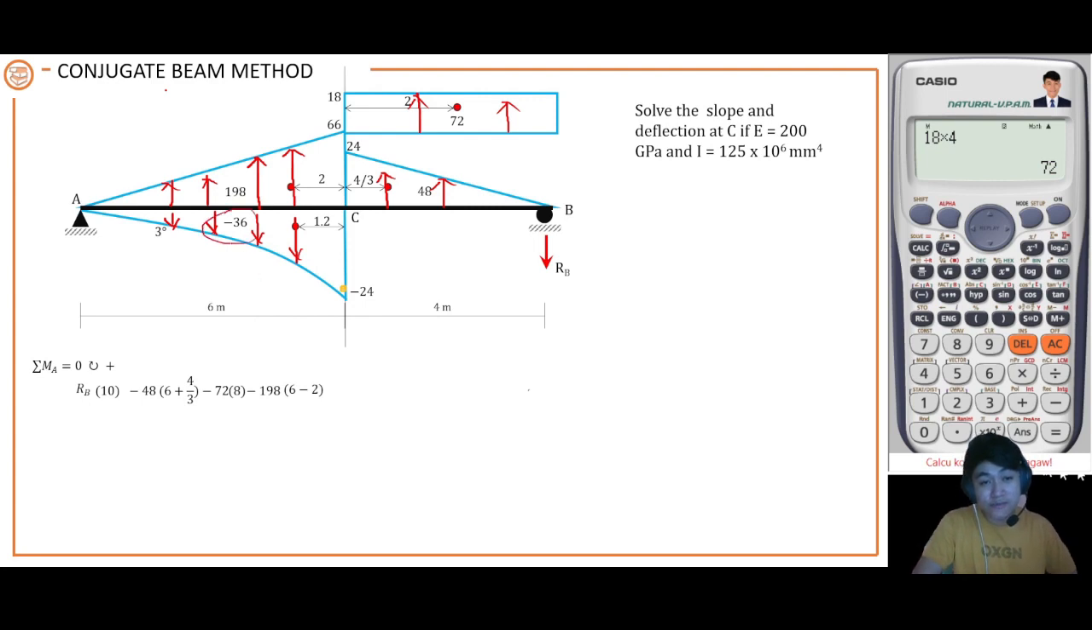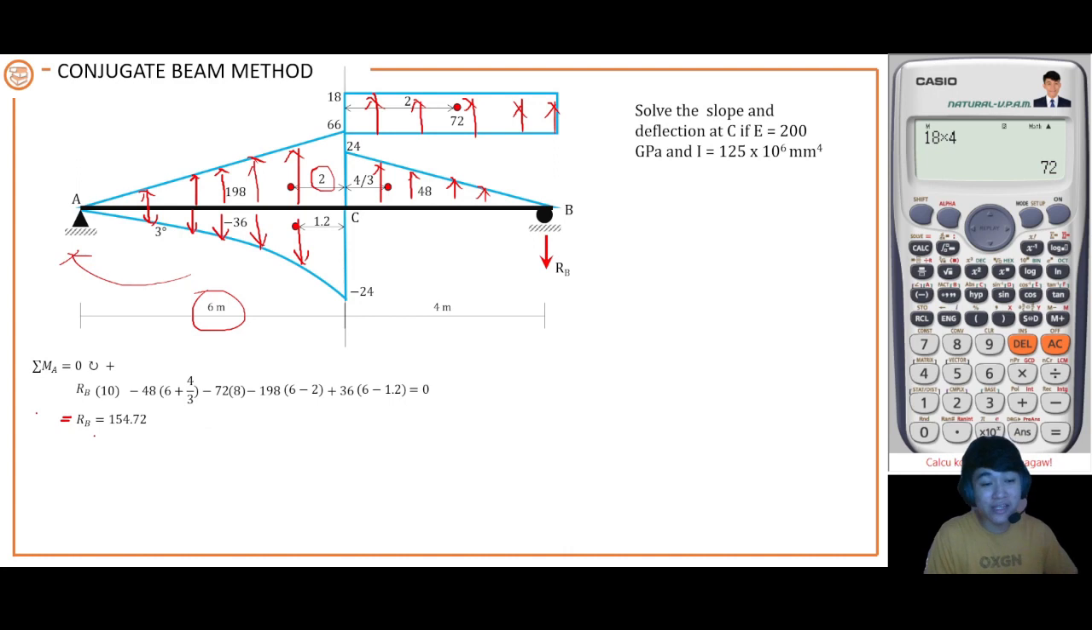Okay, this 36 is the resultant of the load of this spandrel load. The resultant is 36, and that is clockwise towards C. That is plus 36. And then the distance is 1.2 towards C. However, we are going to take the moment about point A, so we have 6 minus 1.2. So therefore, RB is equal to 154.72. So we now have the reaction at B, 154.72.